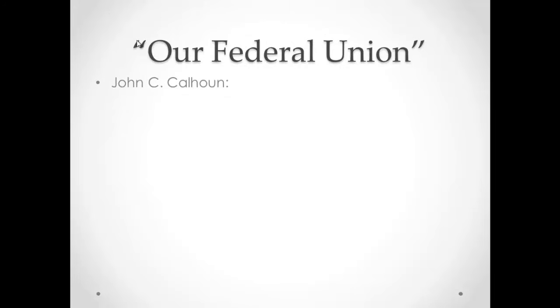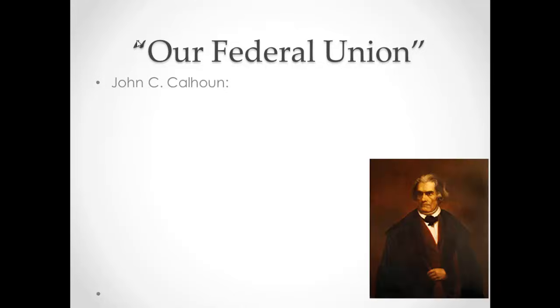We're going to get into some sectionalism here. We have a guy, John C. Calhoun from South Carolina. We know him. Here he is with his slicked back Dracula hair. He was the vice president under John Quincy Adams and Andrew Jackson. So he served 8 consecutive years as vice president under 2 different presidents.